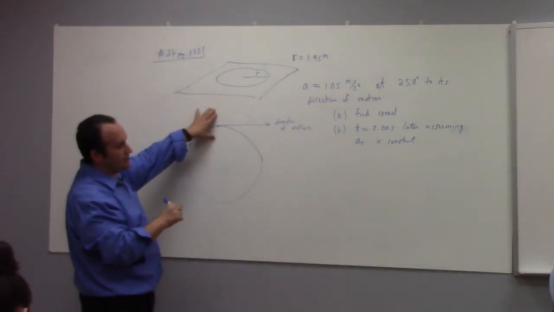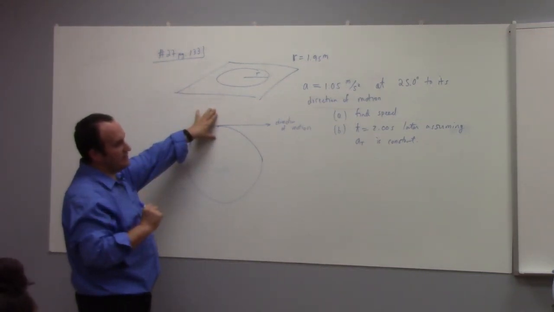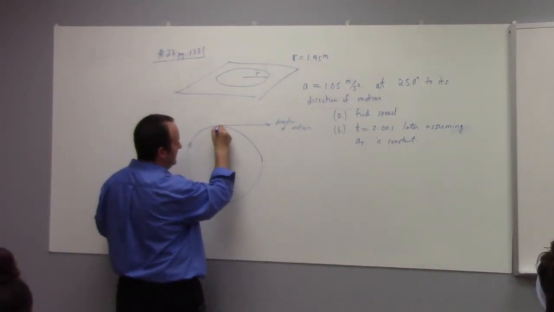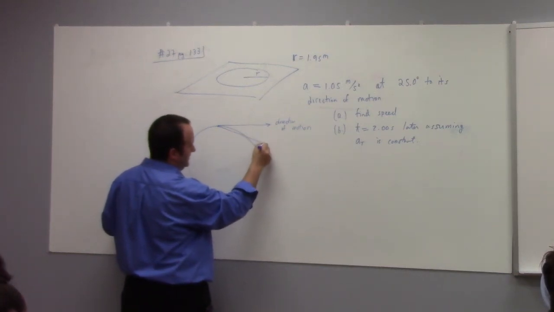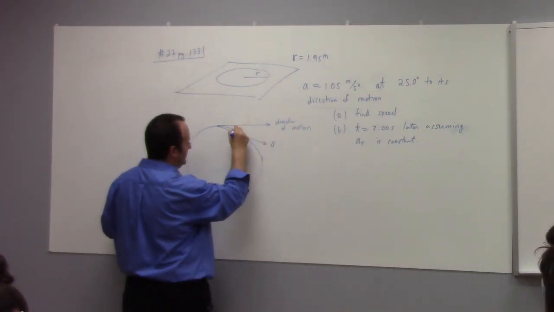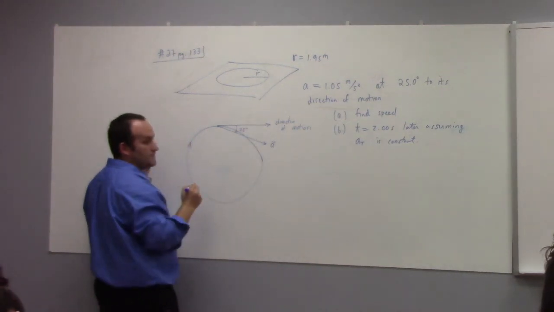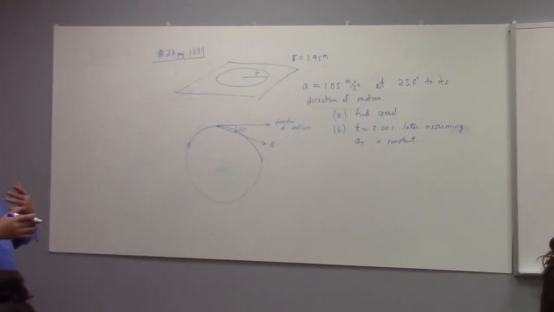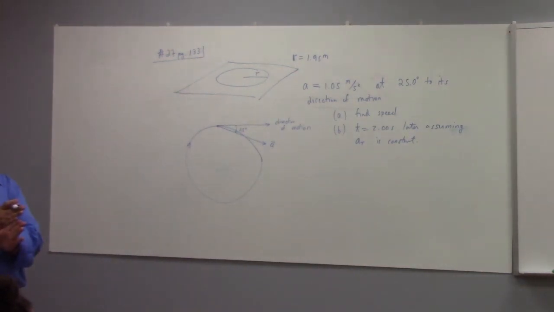We are told that the acceleration is 25 degrees to its direction of motion. That has to be like this, and I'll tell you why in a second. This is the picture for the acceleration, and this angle is 25 degrees. The reason is that acceleration has two vector components: the center-seeking part, which keeps it going in a circle, and the tangential part, which describes how the circular motion may be speeding up.